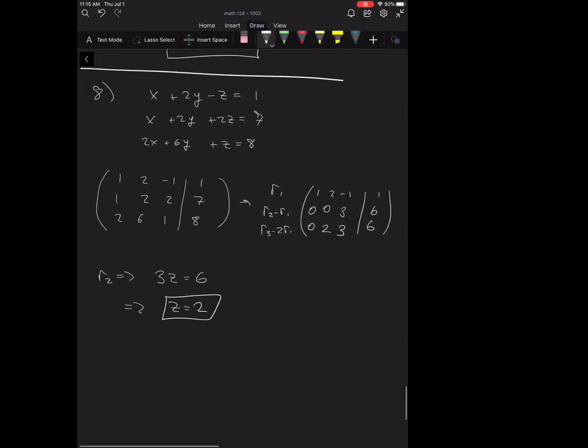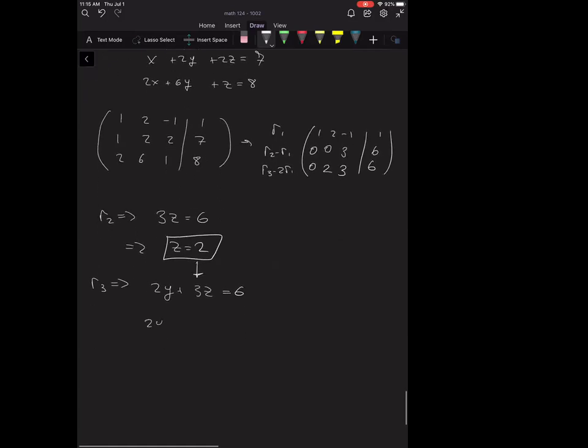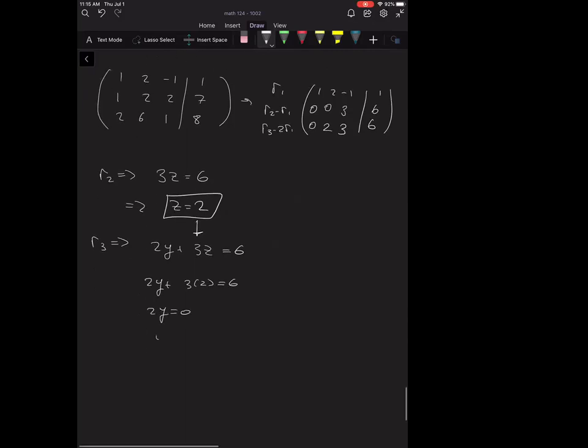Now look at the third row. Our third row tells us that 2y plus 3z is equal to 6. But now what we can do is plug this z is equal to 2 into here. So we get 2y plus 3 times 2 is equal to 6. So that 3 times 2 is just 6. So we can subtract it over to the other side and see that 2y is equal to 0, which means that y is going to be 0. So now we found z, now we found y.